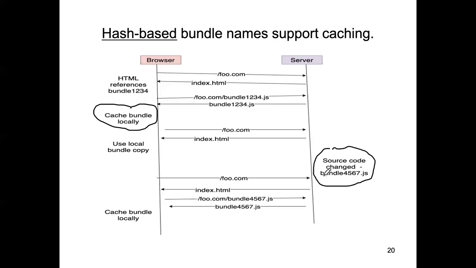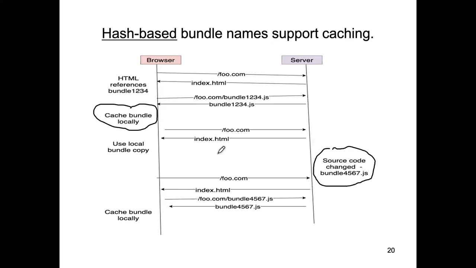At some later stage, this happens. I make some changes to my React code. I repackage it using Webpack. So now the bundle's hash is 4567. That means that the next time my browser wants to load the React app, it requests it, index.html comes back, but now index.html is referring to bundle 4567. That's not in my cache, so I go requesting it. It comes back, and now I cache it again. So it's the hash value that facilitates the caching that the browser does.